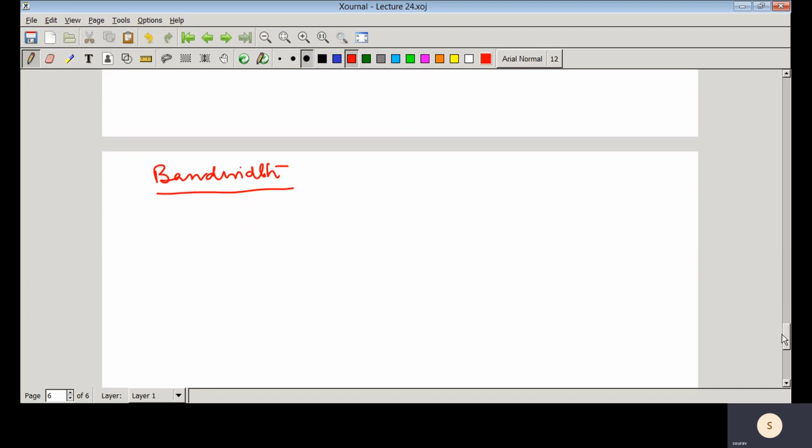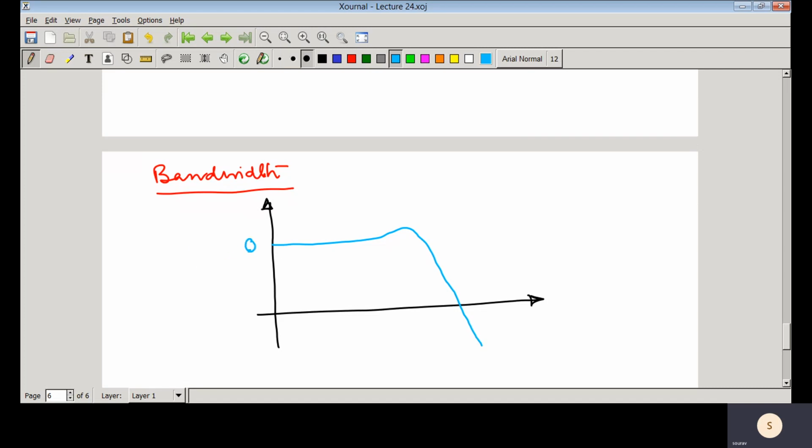Whenever we draw a Bode plot, suppose for closed loop systems we have drawn a Bode plot, and that plot appears like this. Suppose this is the 0 dB line, and here you have log omega.